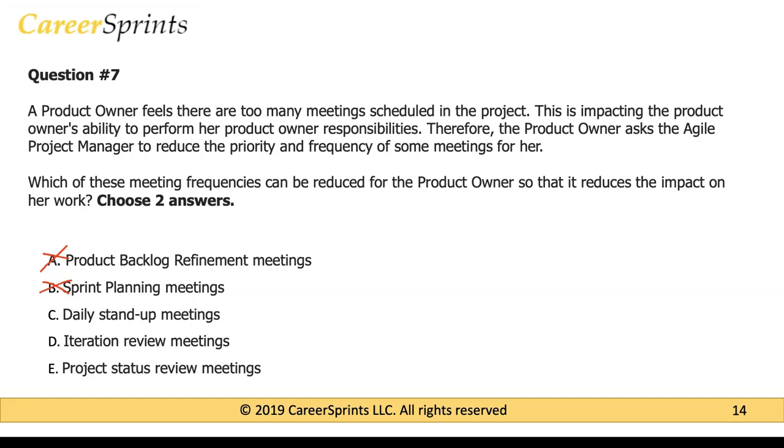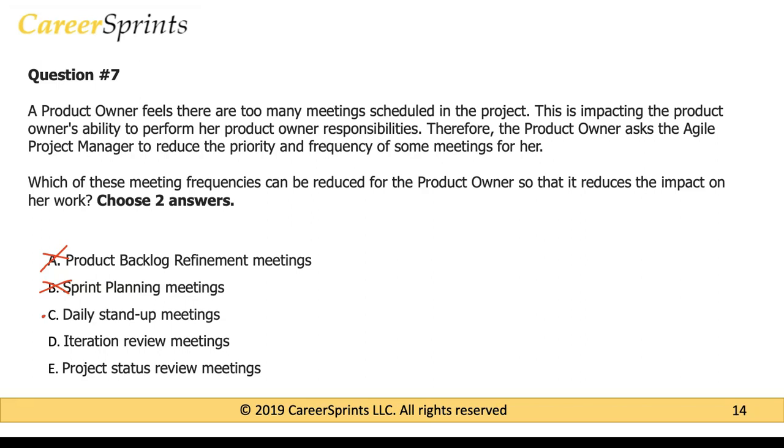Let's look at option C, daily stand-up meeting. So let's just put a dot here. This is actually a meeting that is run by the team, right? So the team is accountable for running the daily stand-up meeting. So let's just put a dot here.